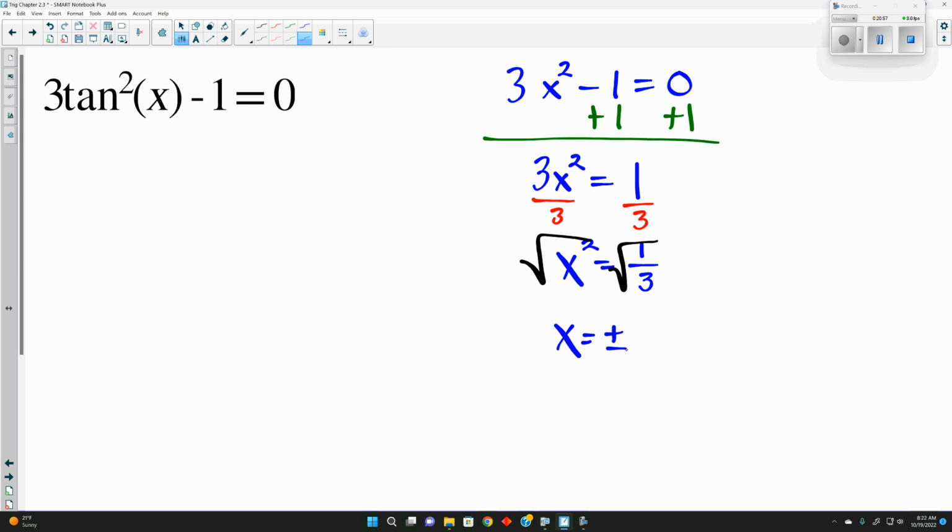And again, whenever we take the square root of both sides, we have to add the plus or minus. In the square root of 1/3, well, the square root of 1 on top is just 1. But we can't take the square root of 3. And if we rationalize this, we get plus or minus the square root of 3 over 3. Questions on this so far?